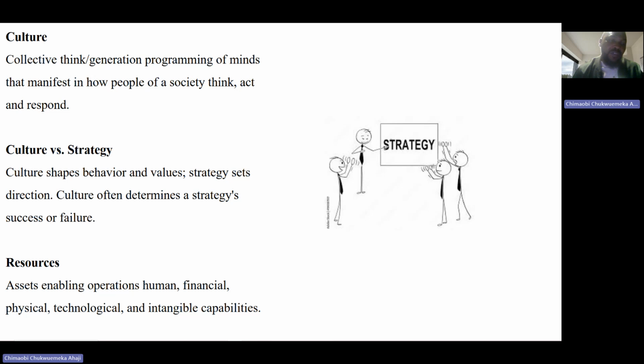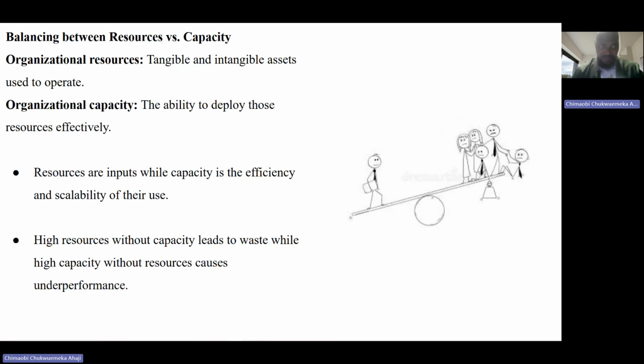We also learned what resources is. This is assets enabling operation: human, financial, physical, technological, and intangible. So basically, resources could be intangible. Capabilities. Now, let's balance between resources and capacity. So what is organizational resources? These are tangible, intangible assets used in operation. What is organizational capacity? The ability to develop those resources effectively. Now, resources are input, while capacity is efficiency and is scalable.